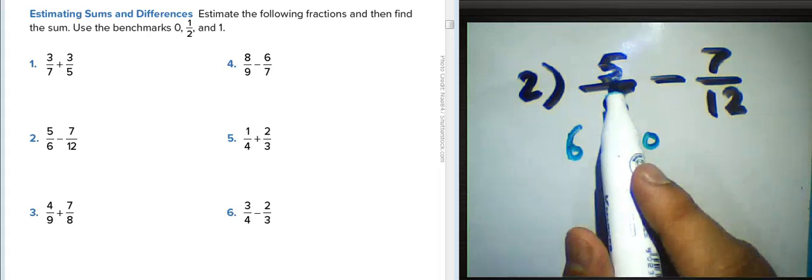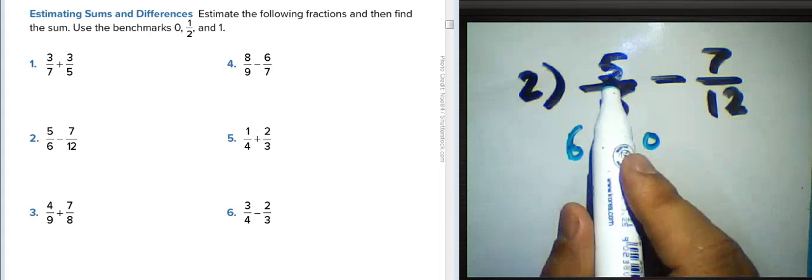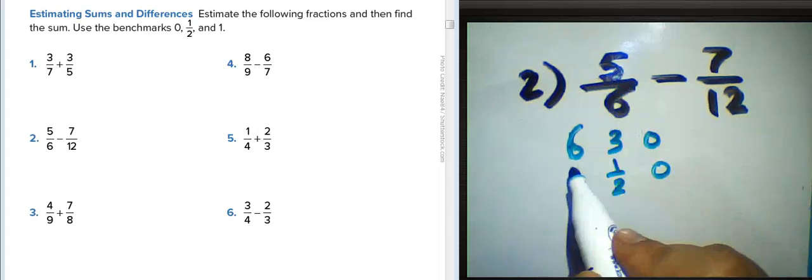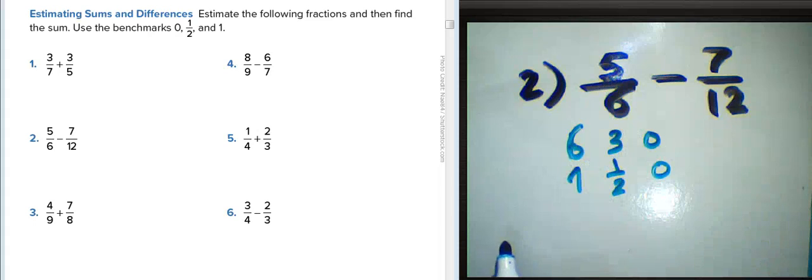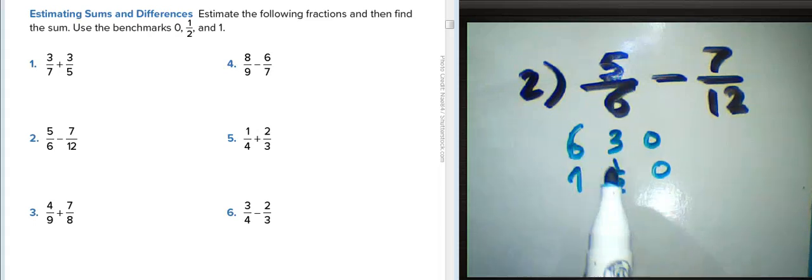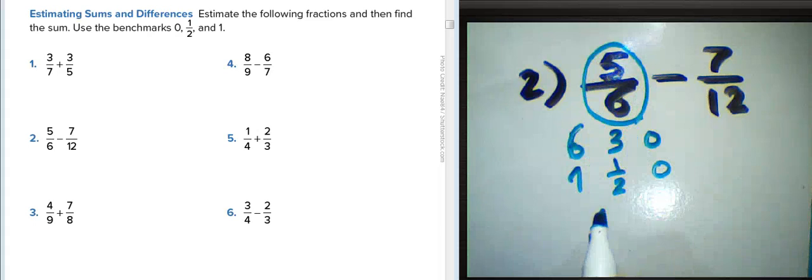If 5 is nearest to 3, it will be half. If this digit is nearest to 0, the estimation will be 0. If this digit is nearest to 6, the result will be 1. Ask yourself, is 5 nearest to 3, 0, or 6? 5 is nearest to 6. So we can estimate this fraction as 1.